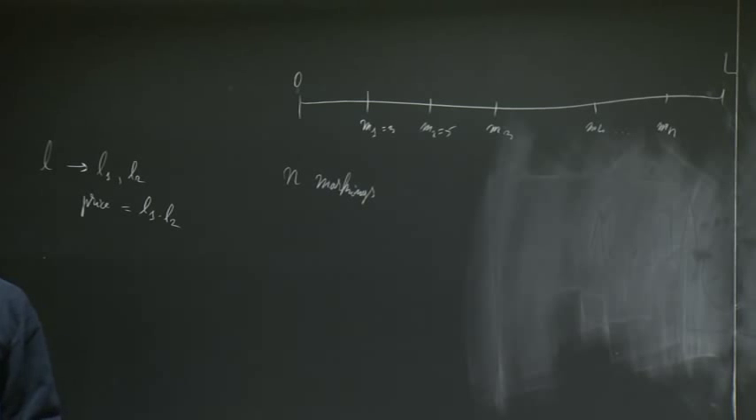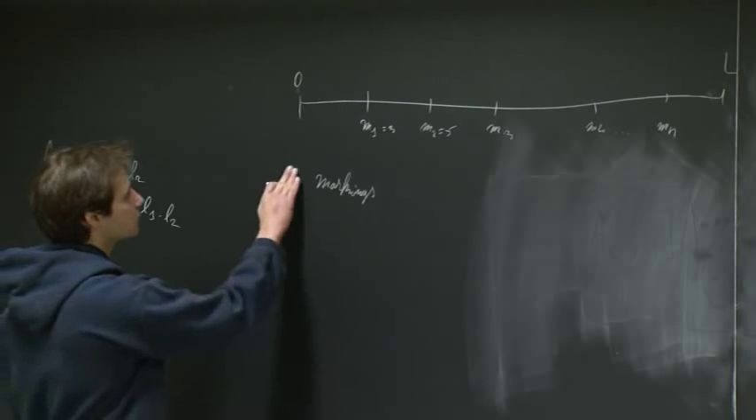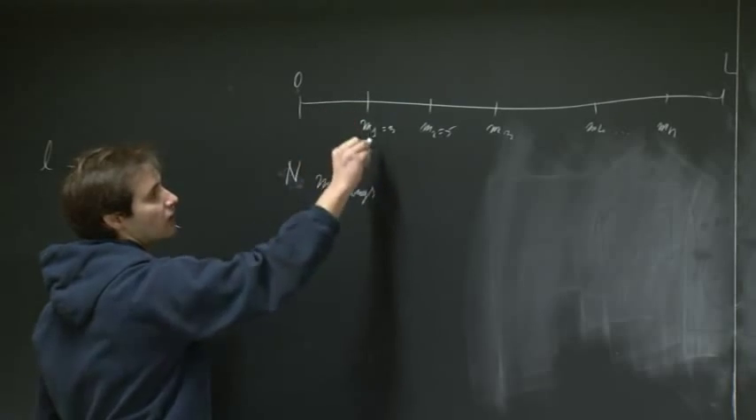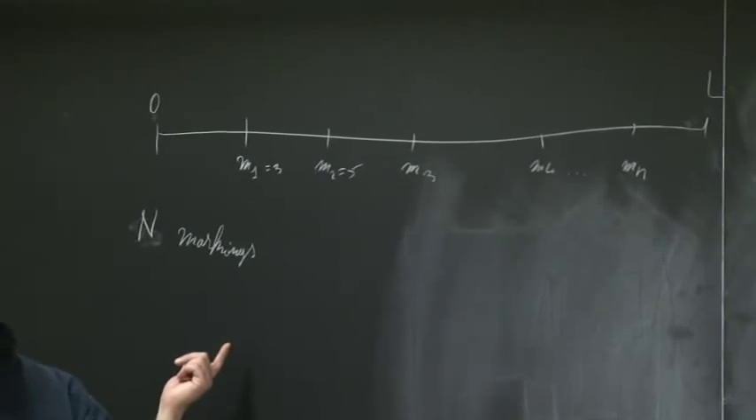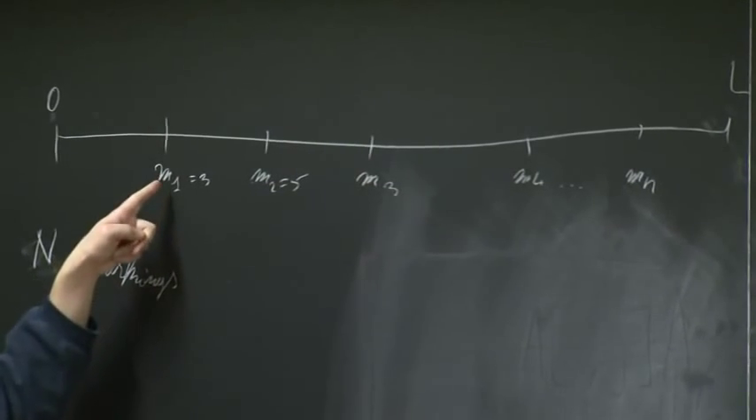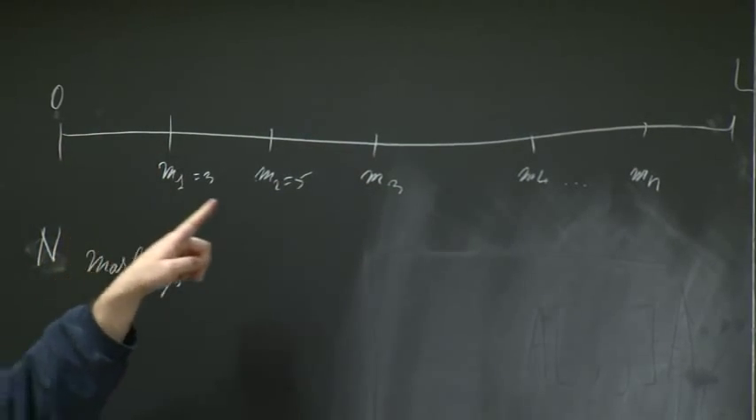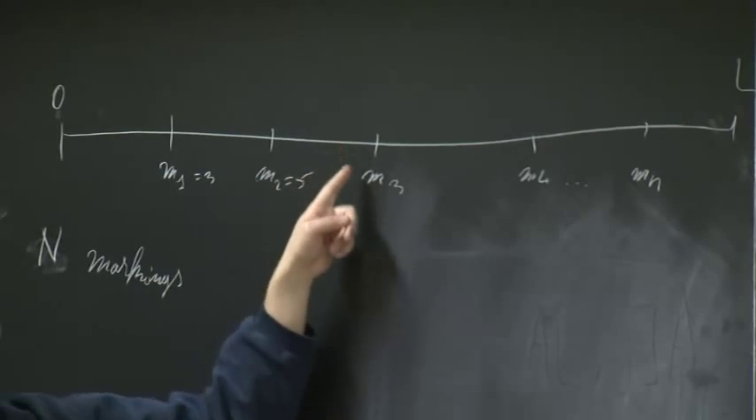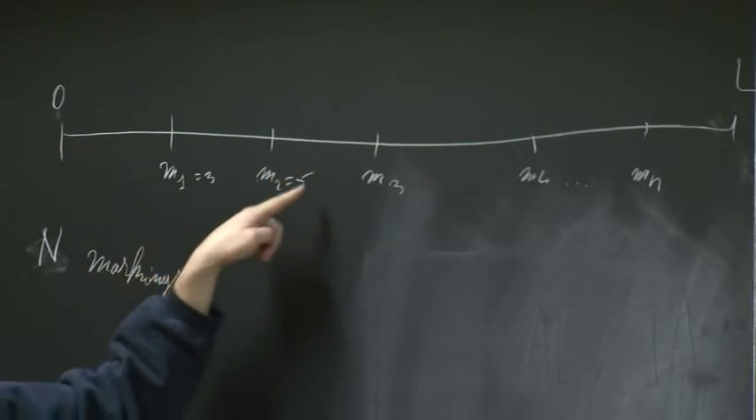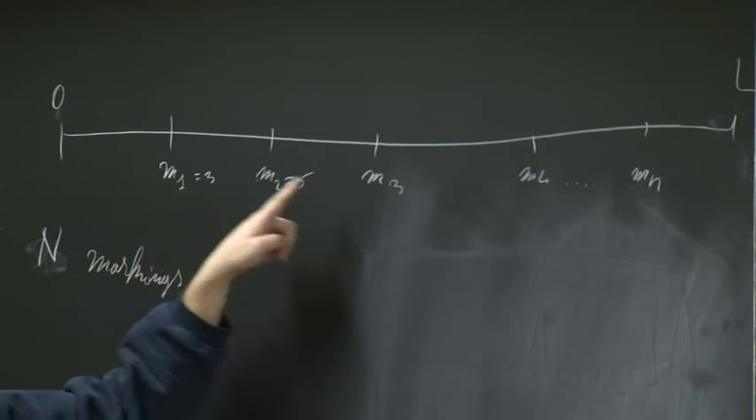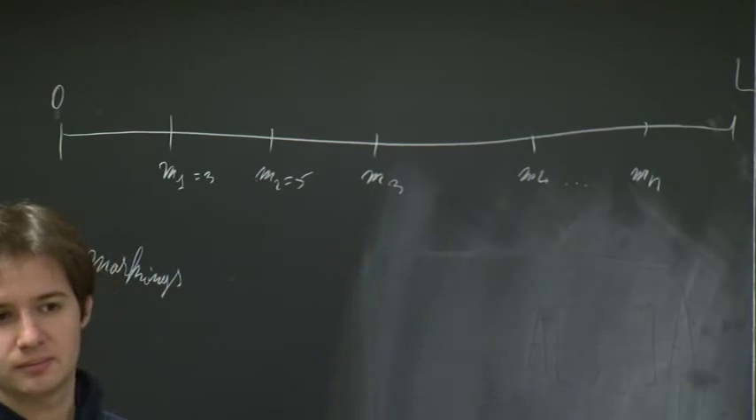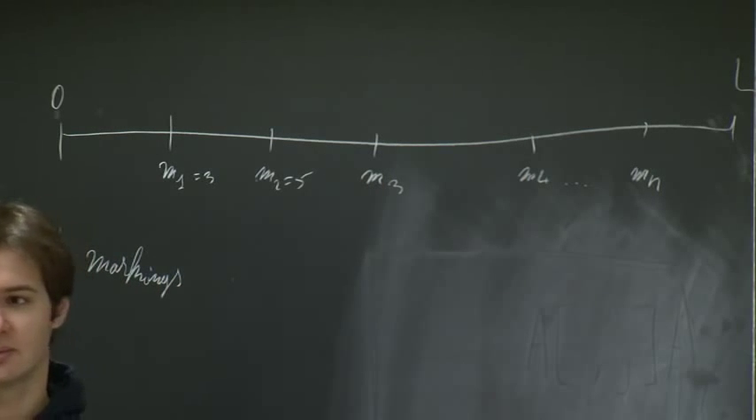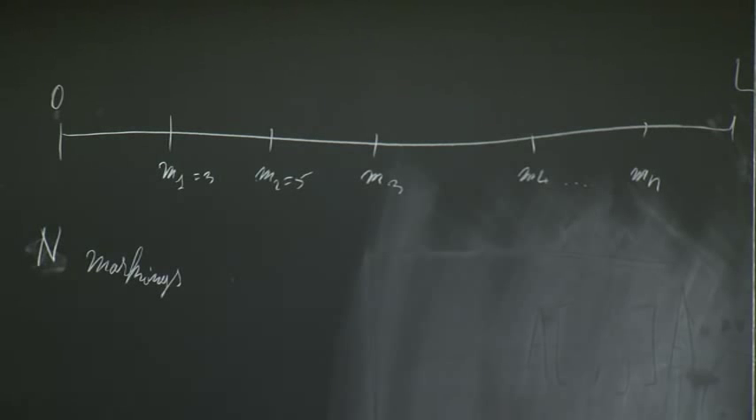How many pieces do you want it to cut into, or is it just like minimizing? So you're going to have to cut it at all the markings eventually, but the order in which you cut is important. So if I cut here first, then I'm going to pay 3 times L minus 3. Whereas if I cut in the middle first, I'm going to pay M3 times L minus M3. So we're trying to decide the order.